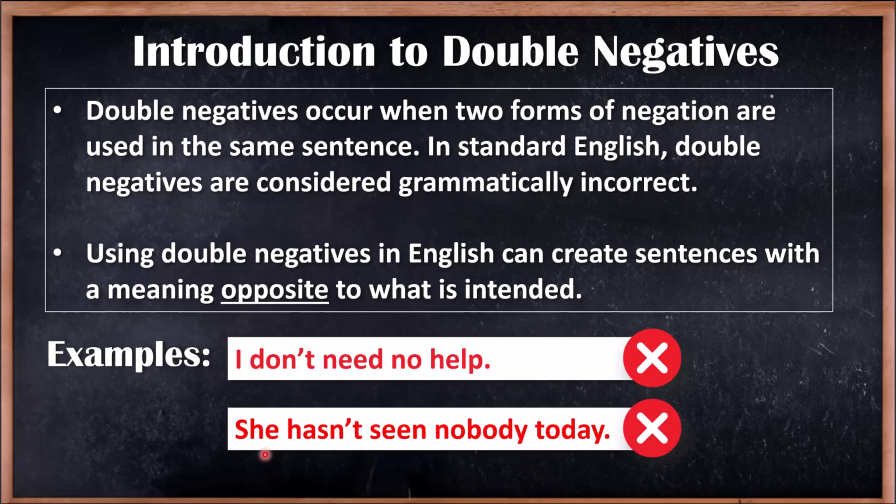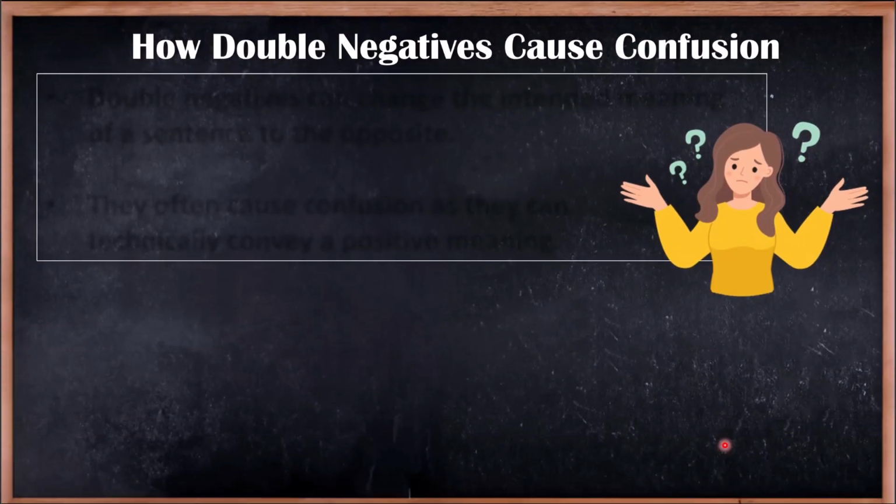Another example, she hasn't seen nobody today. Again, in English, this creates a sentence with the opposite meaning. If you say, I haven't seen nobody, it means you have seen somebody. And this can cause confusion in English. So let's talk a little more about how double negatives can cause confusion.